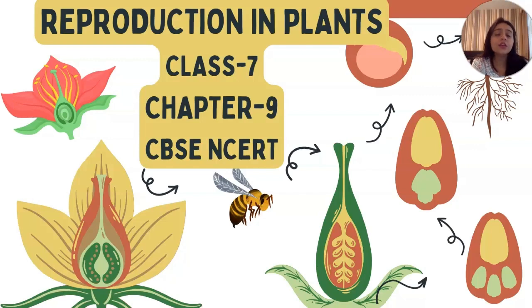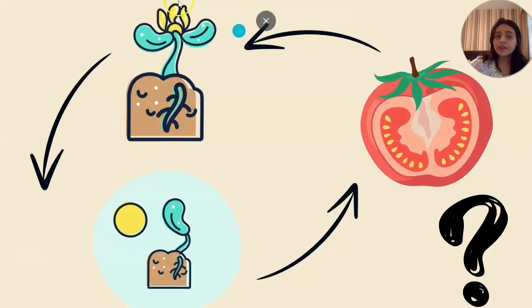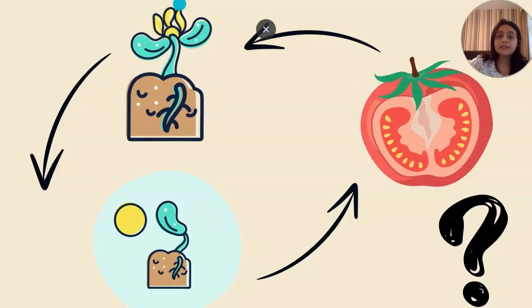Today we are going to learn a very new chapter of your Class 7 NCERT textbook, that is Chapter 9, Reproduction in Plants. So what do you all know about reproduction? Let's make this topic easy by asking you a question. So the question is, where does the seed come from?